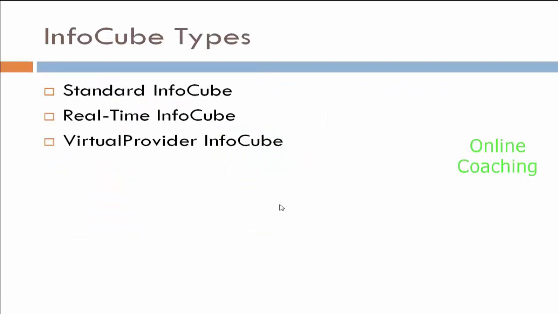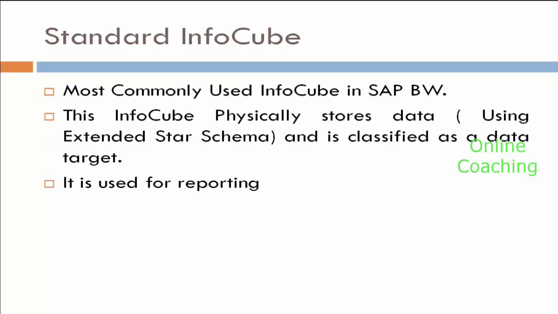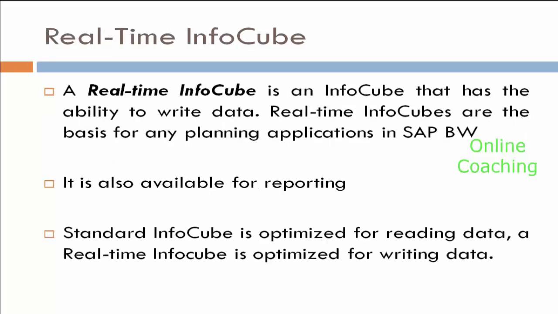Let's talk about Infocubes. We have different types of Infocubes available: standard Infocube, real-time Infocube, and virtual provider Infocube, or remote Infocube. What is a standard Infocube? It is the most commonly used Infocube in BW, most of the time and by default. This Infocube physically stores data using extended star schema, is classified as a data target, and we can also use it for reporting purposes.